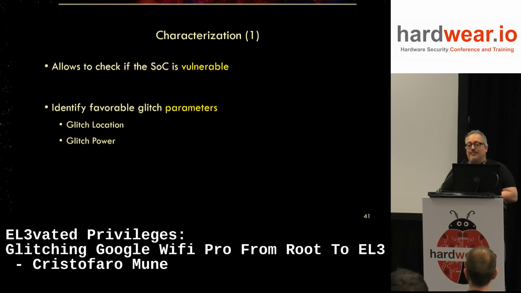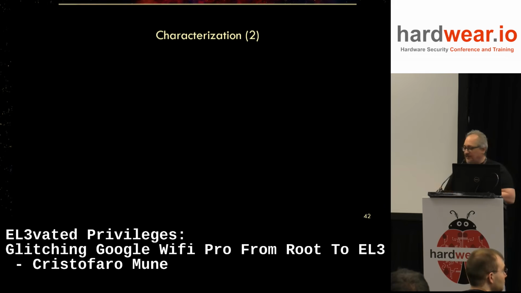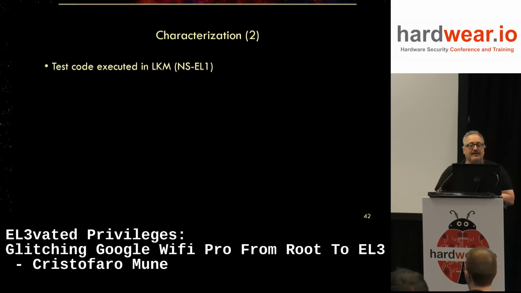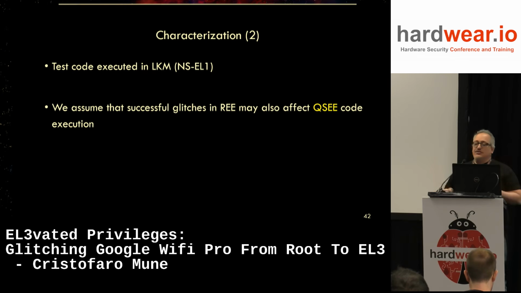We also identify parameters like glitch location, X and Y, and power that are able to trigger some specific effect that we prefer. We are going to see them in a moment. What do we do in this characterization? In our Linux kernel module, we run code. Now, we assume that if we are able to glitch that code running in the kernel, we are also able to affect the QSEE code.